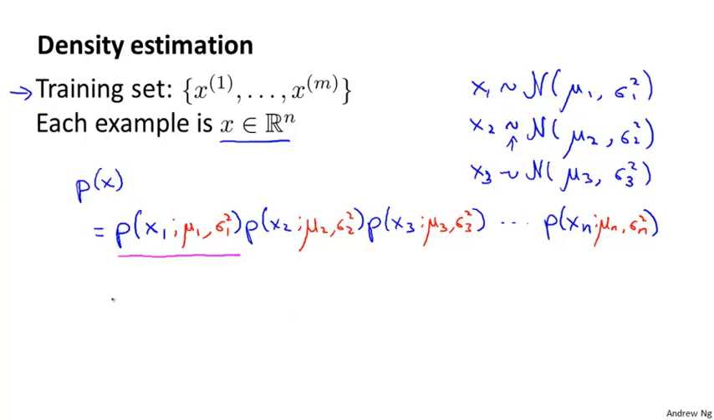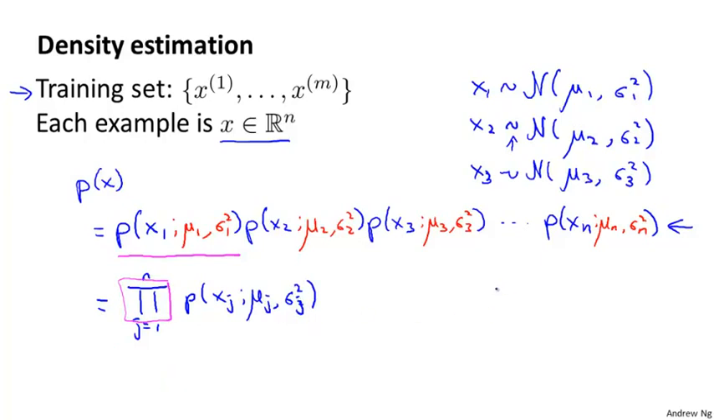And finally, in order to wrap this up, let me take this expression and write it a little bit more compactly. So I'm going to write this as a product from j equals 1 through n of p of xj parameterized by mu j comma sigma squared j. So this funny symbol here is actually a capital Greek alphabet pi. That funny symbol there corresponds to taking the product of a set of values.